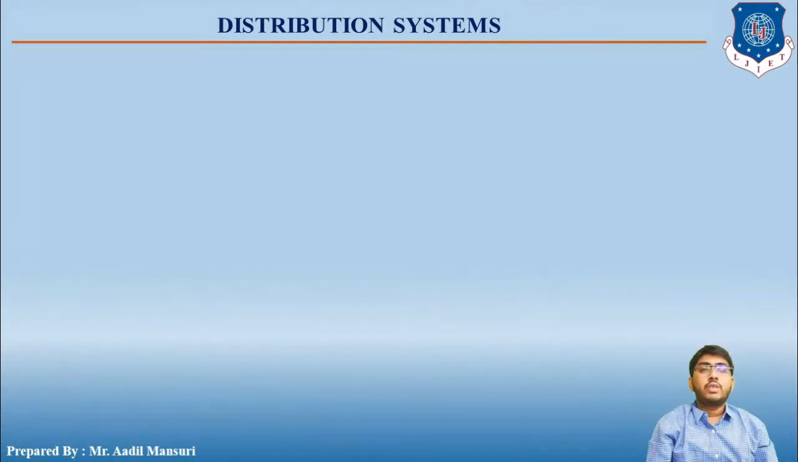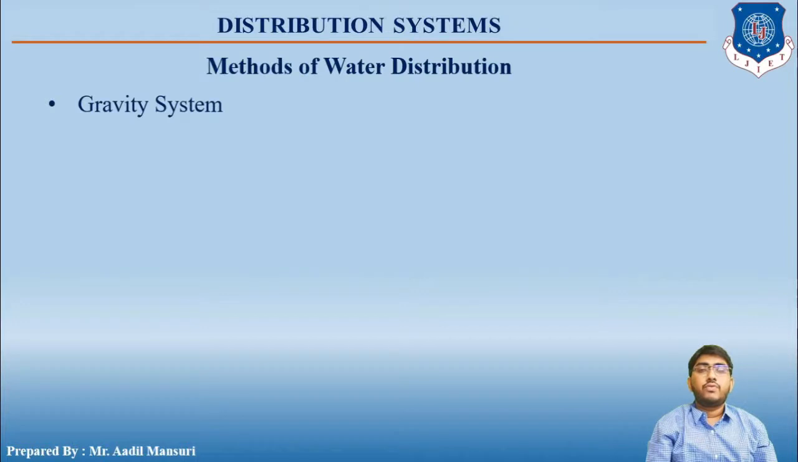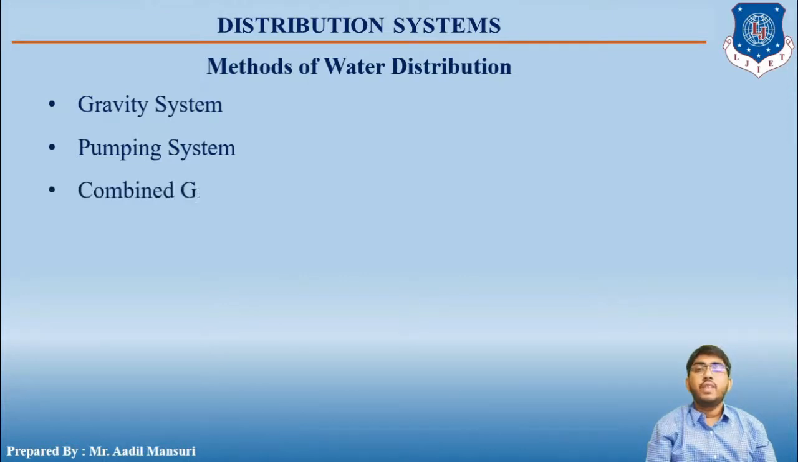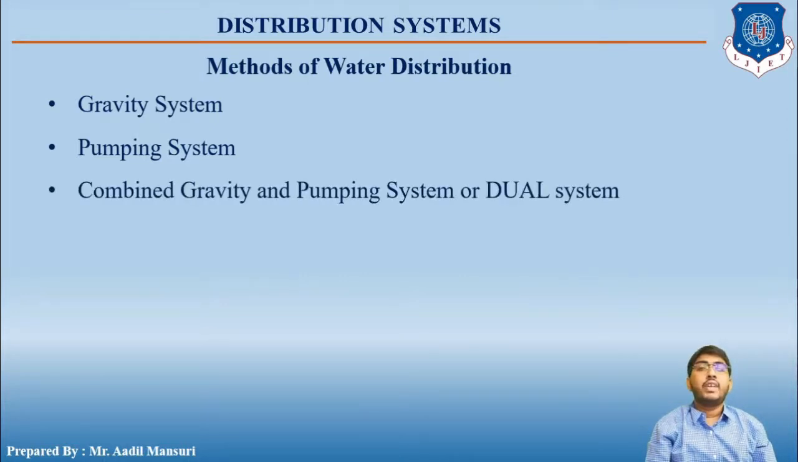So let us now start with the next topic, and that is the methods of water distribution. The first method of water distribution is the gravity system, in which the water will flow through the gravitational force of the earth. Next is the pumping system, in which pumps of various capacities will be used for pumping the water. And the third one is the combined gravity and pumping system, which is also known as the dual system. So let us have a look at each of these systems in detail.